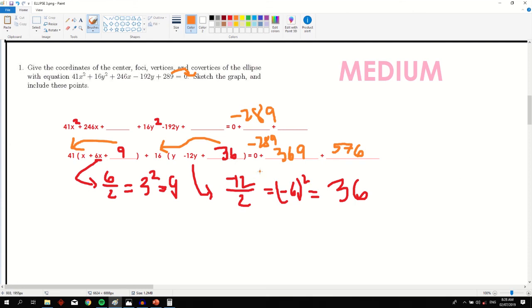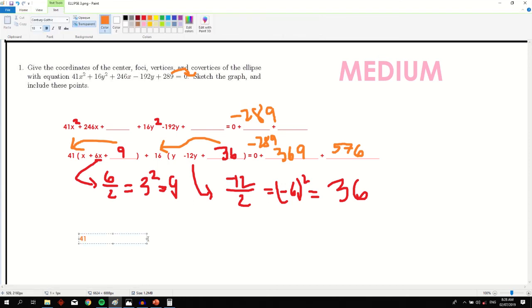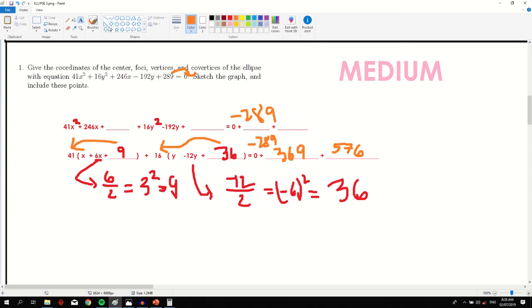We have 576. Okay, so now we have an almost complete equation, so we will just rewrite that. So okay, this is the more complete one. Always don't forget to put the squares. There's a square here, then there's a square also there. Square here and square there.